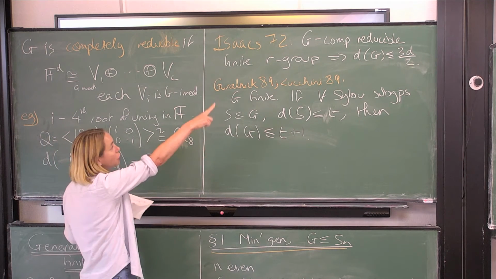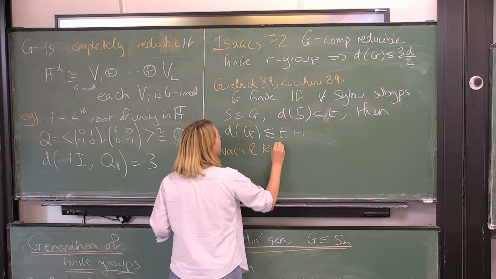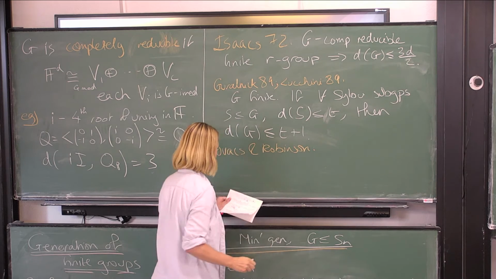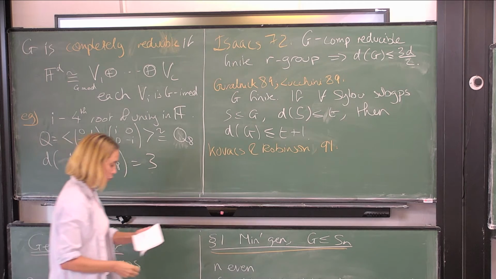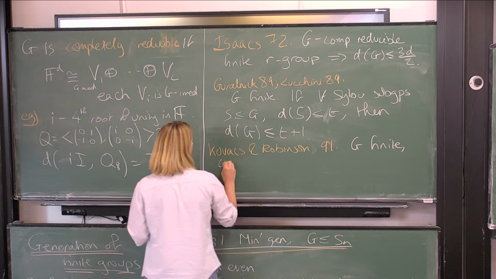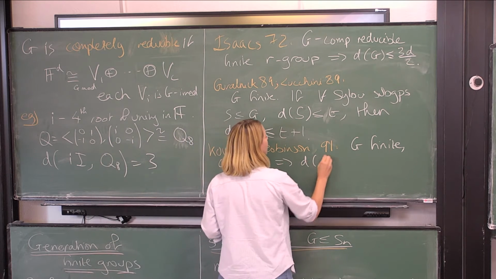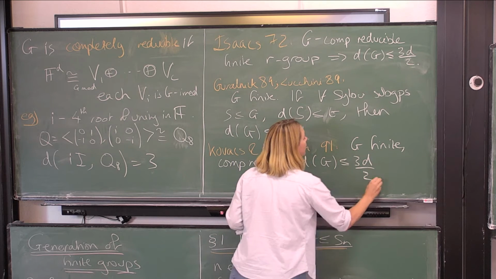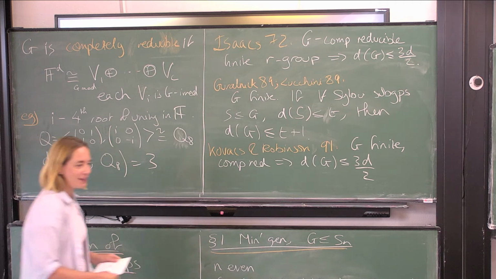Well, there's an obvious consequence here, but in fact it took quite a lot more work for Kovács and Robinson to show in '91. So 2 years later, and they do talk about this, but it takes a bit more work than you might think to show that if G is finite and completely reducible, then in fact d(G) is less than 3d/2. So they got rid of the plus 1. I love these results because they're completely independent of the field size. Right, the field doesn't pop up in any of them.